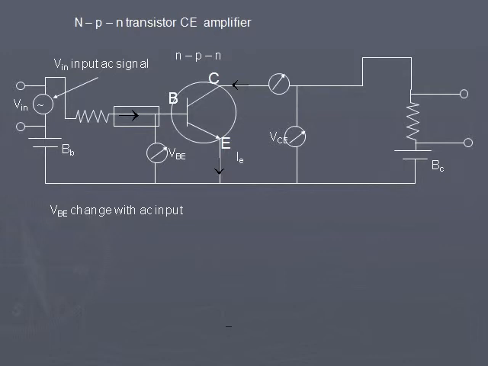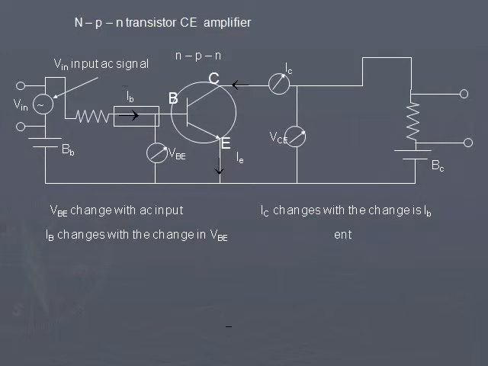Due to the input voltage Vin, the voltage VBE, base to emitter voltage, will change. A change takes place in VBE and thereby the current IB changes. Because of the change in input current IB, the IC output current will also change. Because of the change in output current, the voltage VO will be obtained across the load resistance.